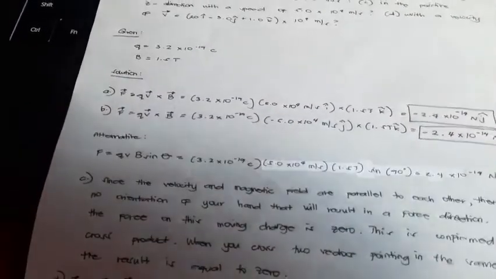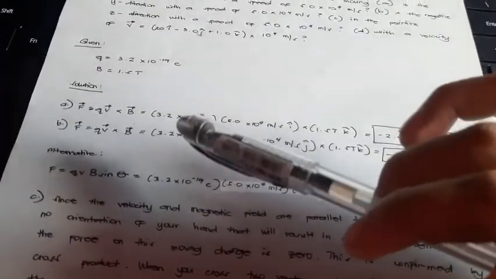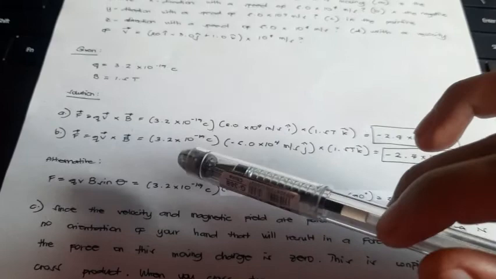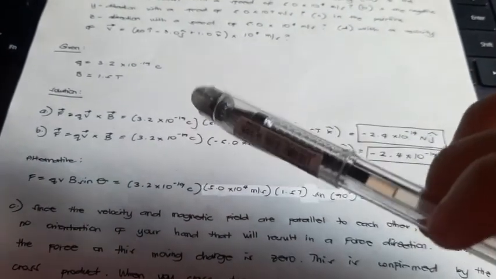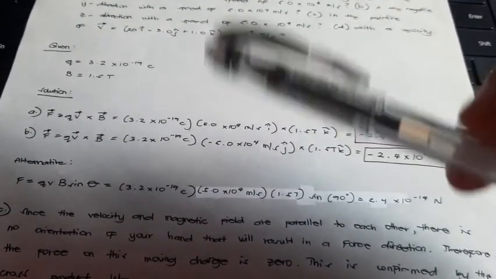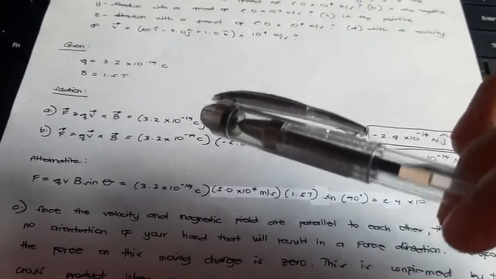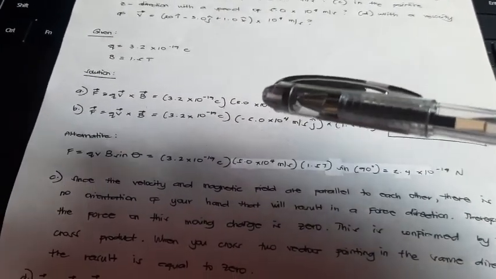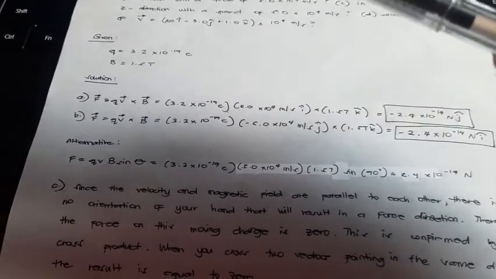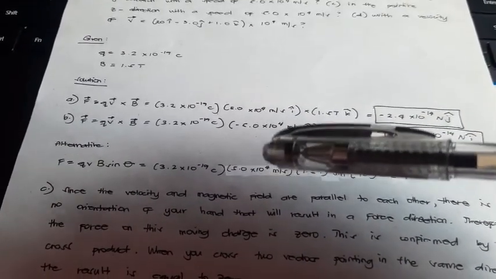First, we determine the direction. Start with your fingers pointing in the positive x direction. Sweep your fingers upward in the direction of the magnetic field. Then, your thumb should point in the negative y direction. This should match the mathematical answer.